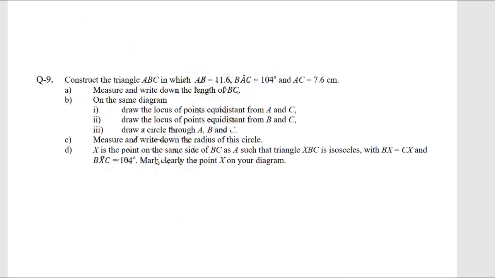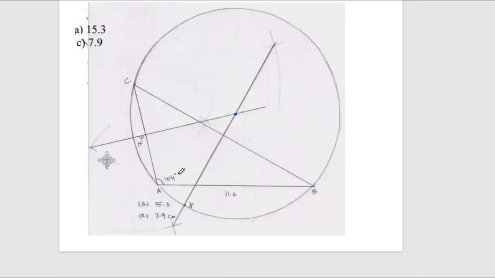X is a point on the same side of BC as A, such that triangle XBC is isosceles with BX equal to CX. X is a point on this side. This is the line BC, and X is on the downward side of BC, where A is located. A is located on this side of BC, so X is on this side.